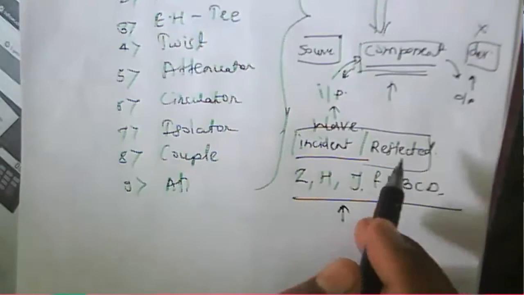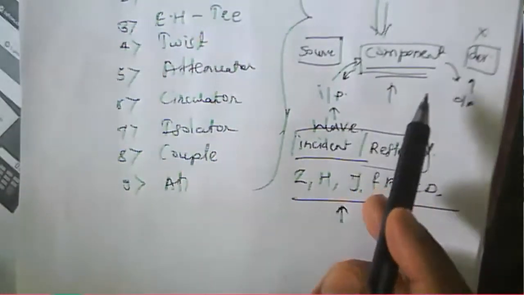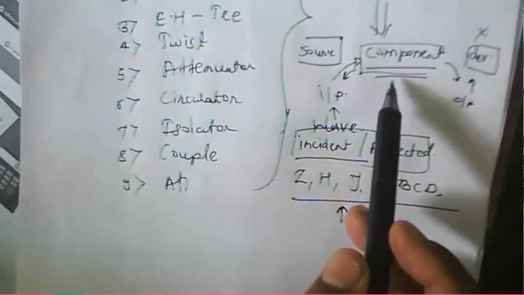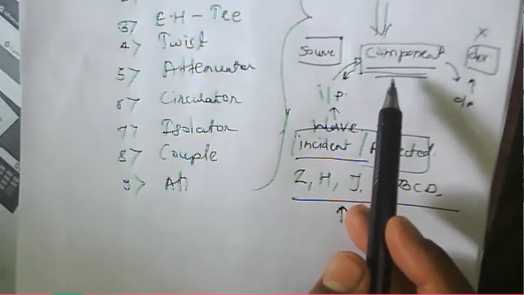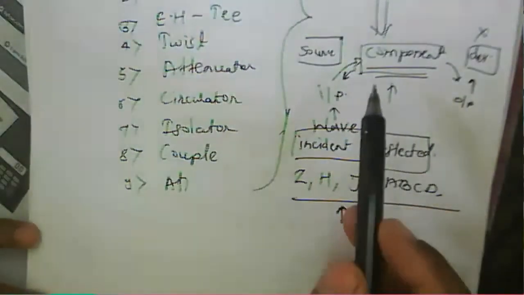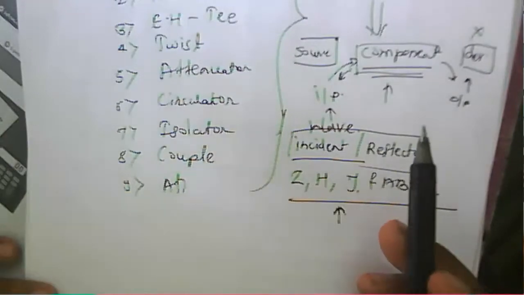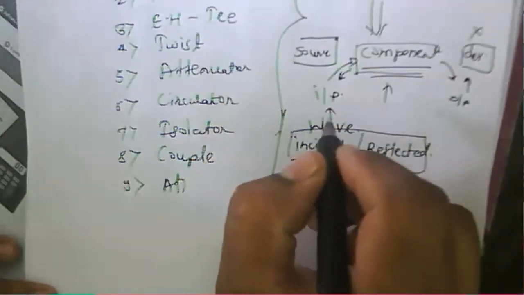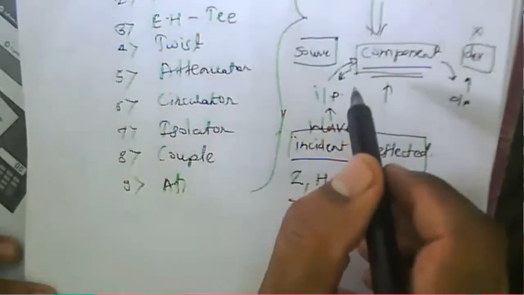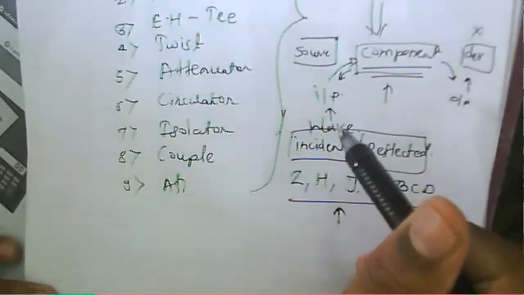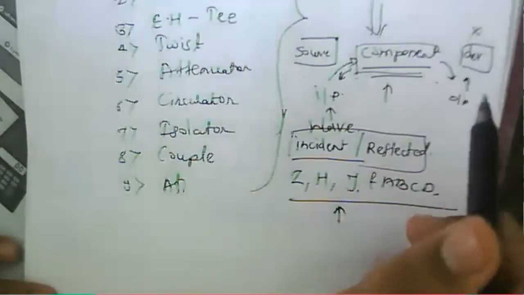So the ABCD parameter cannot be used because we are not providing any current or voltage to the rectangular waveguide. We are just providing the input wave, and we are getting the output wave from the given particular component. We express any behavior of the component based on the incident wave and reflected wave at that given port, input port or output port.